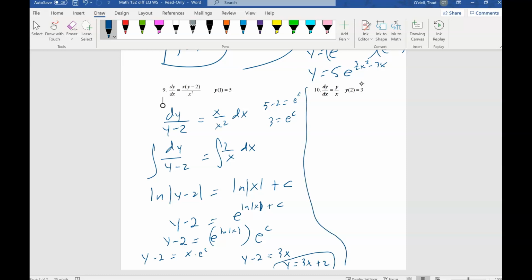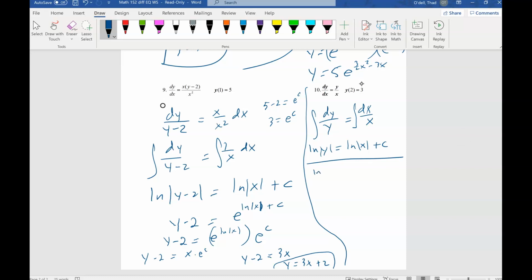Okay, one last one here. If we separate variables, we get dy over y is equal to dx over x. Integrate both sides, and we get natural log of y is equal to natural log of x plus c. We could plug in right there right now, and you can plug in to find out c anytime after you've integrated. I've been doing it at different times, but in this case, what if I plug in 2 for x and 3 for y?